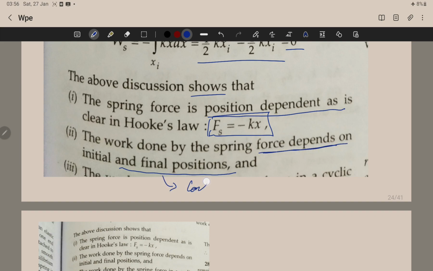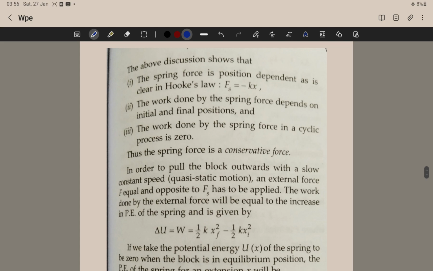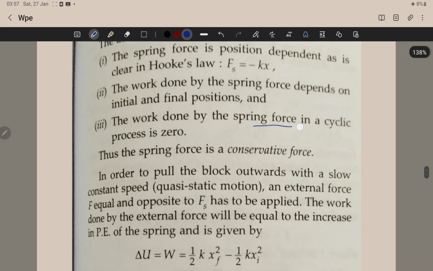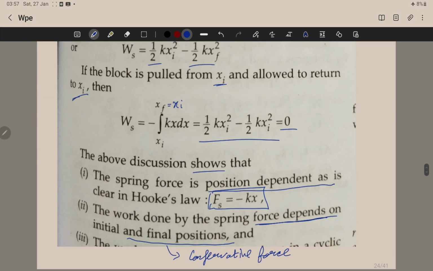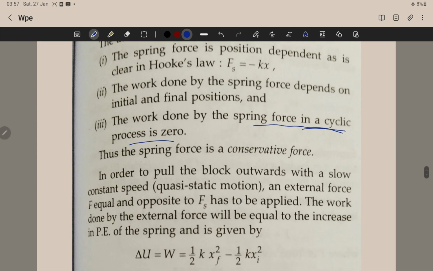It is a conservative force, because we know that for a conservative force the work done depends only on the initial and final points, or end points. And the third point is that the work done by the spring force in a cyclic process is zero. We proved that if the process is cyclic, x final becomes x initial, then the work done will become zero. So this satisfies all the conditions: the work done by the spring force in a cyclic process is zero. Thus the spring force is a conservative force.